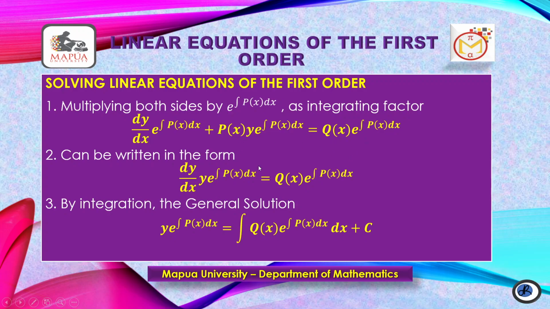Therefore, we can simplify this in the form d/dx of y times e raised to the integral of p(x) dx, and this is equal to q(x) e raised to the integral of p(x) dx. And by integration, this is now our general solution: y e raised to the integral of p(x) dx is equal to the integral of q(x) times the integrating factor e raised to the integral of p(x) dx, dx, plus c.